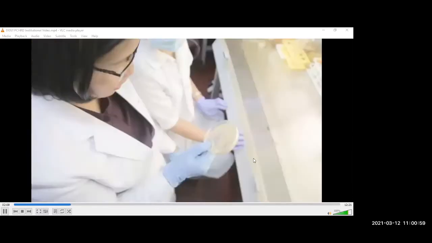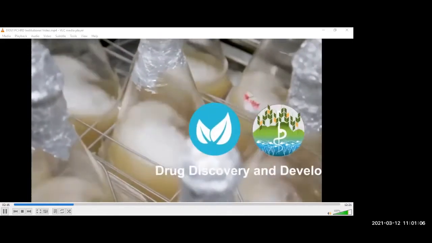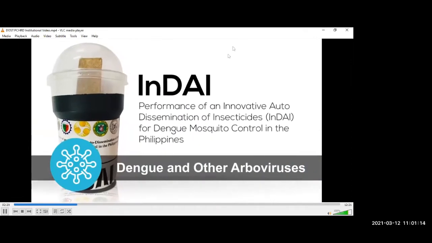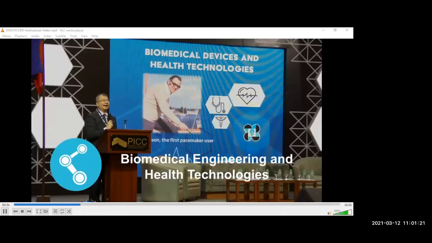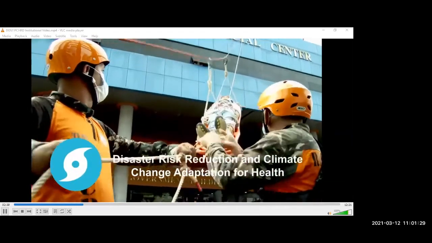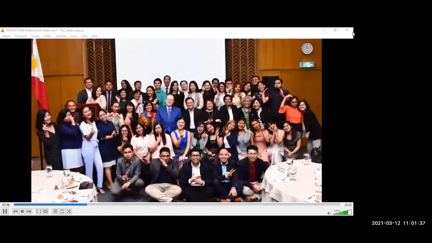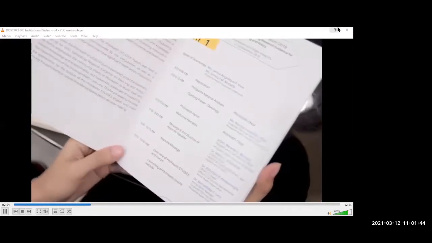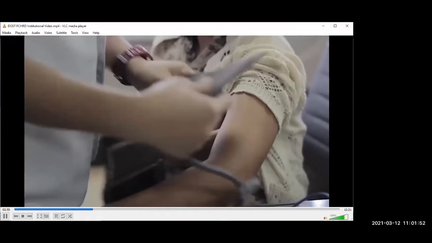Within the NURA and the Harmonized National R&D Agenda, the Council supports collaborative research on drug discovery and development, omic technologies for health, functional foods, nutrition and food safety, dengue and other arboviruses, diagnostics, mental health, biomedical engineering and health technologies, information and communication technology for health, and disaster risk reduction and climate change adaptation for health. In other areas of the research agenda, the PCHRD teams up with the Department of Health in managing its health systems and policy research, and with the Philippine Health Insurance Corporation on healthcare financing. These partnerships augur well for the implementation of the Universal Health Care Act.